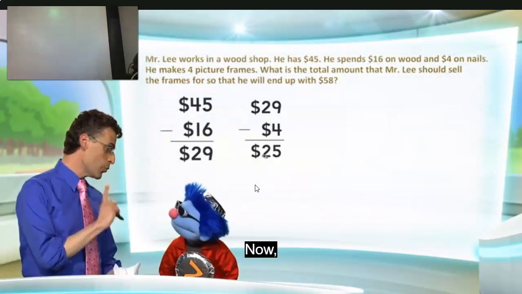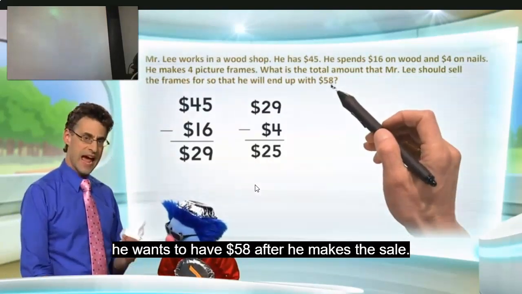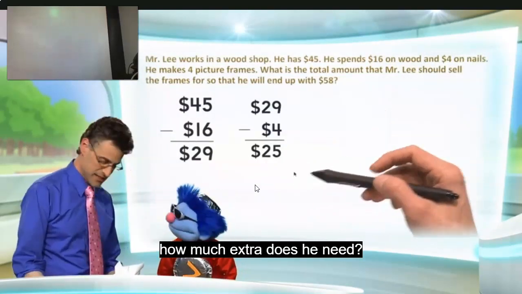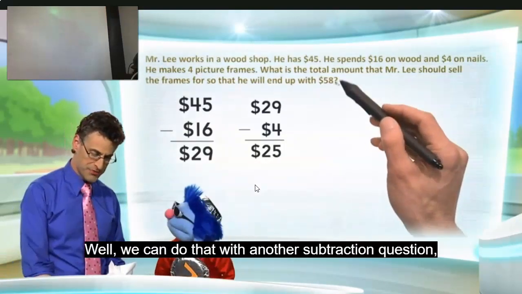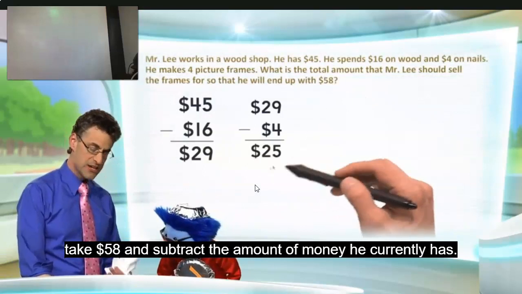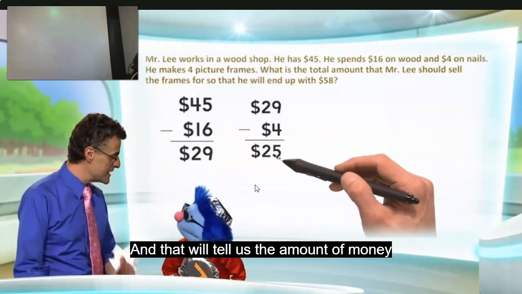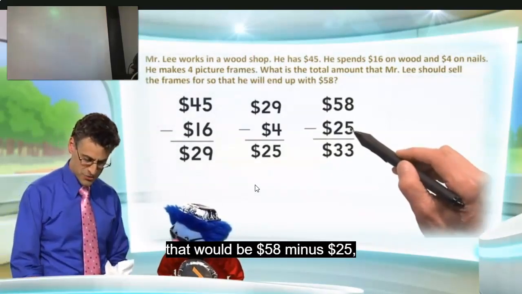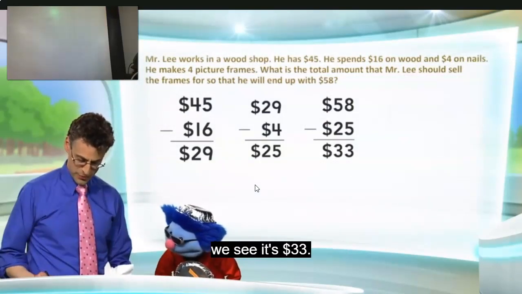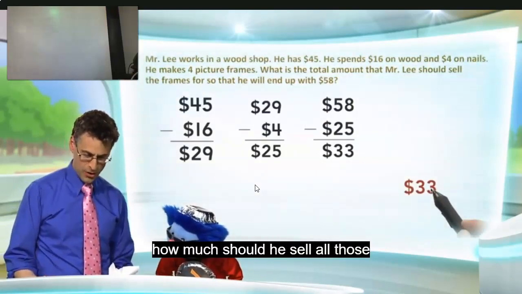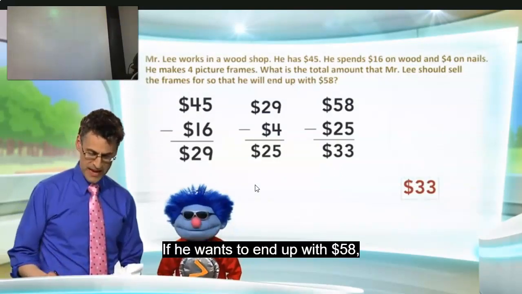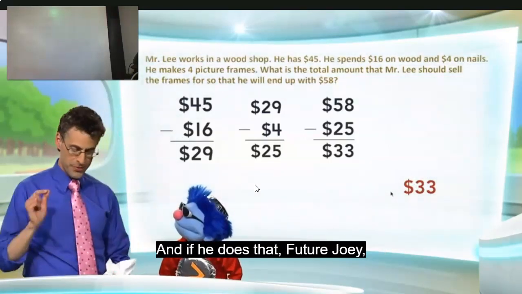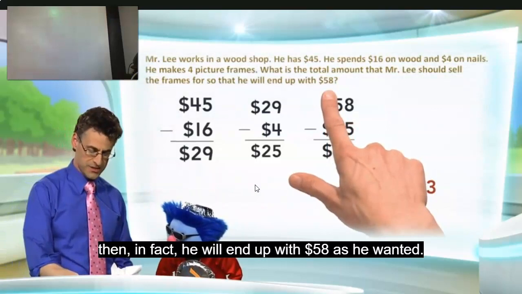Okay, now, he wants to have $58 after he makes the sale. Well, if he already has 25, how much extra does he need? Well, we can do that with another subtraction question. Take 58 and subtract the amount of money he currently has, and that will tell us the amount of money he has to bring in. And so, that would be 58 minus 25, which if we work out, we see is $33. So, how much should he sell all those picture frames for? If he wants to end up with $58, the answer is he has to sell them all for $33. And if he does that, future Joey, then, in fact, he will end up with $58 as he wanted.